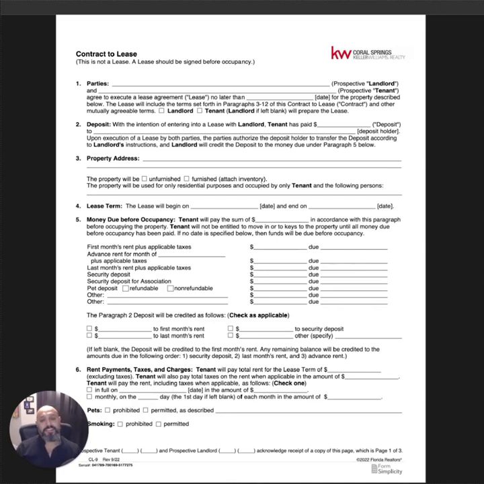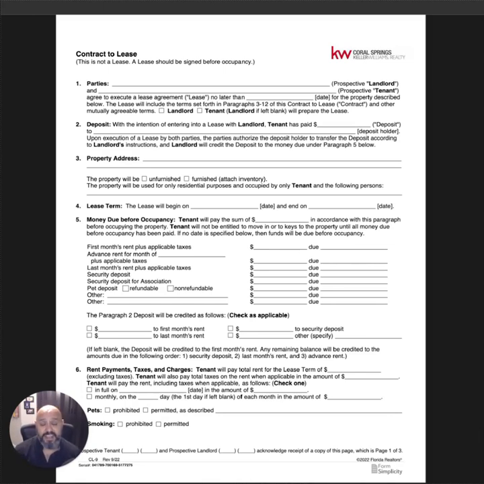A lease is going to be signed before they actually take occupancy of the property, but this is going to be a basic set of terms that's being proposed to the owner, the landlord, so that the landlord can put together the formal lease that's going to spell out everything of what the entire tenancy will actually look like.